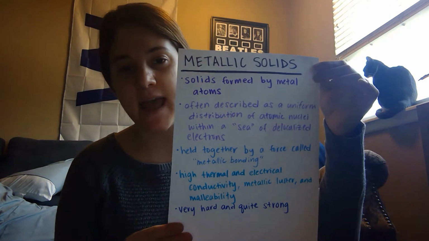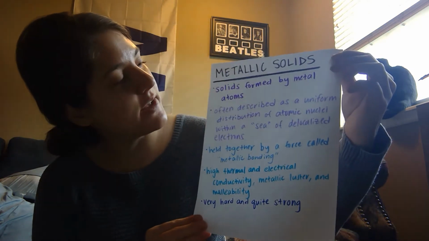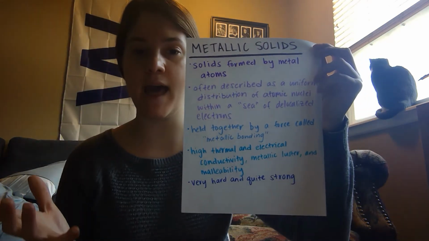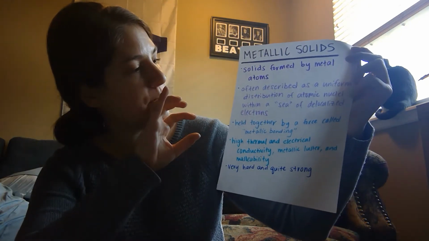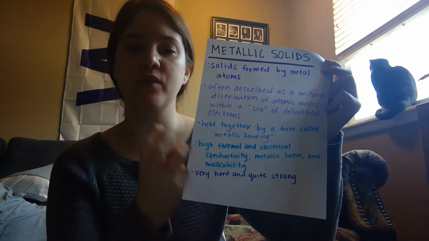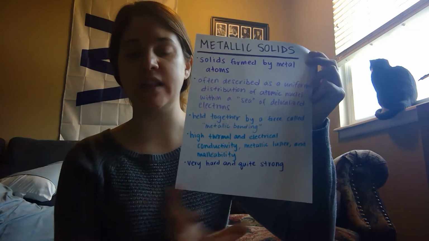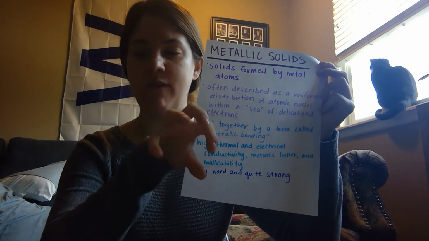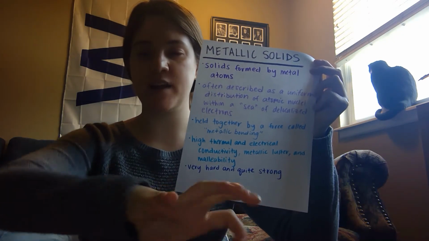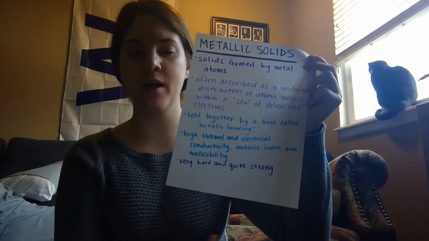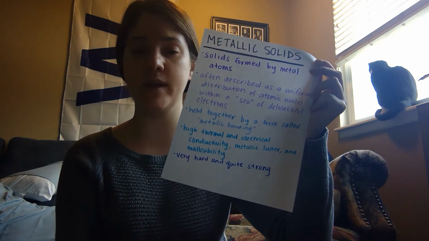The next category is a metallic solid. Metallic solids are solids formed by metal atoms, and they're often described as a uniform distribution of nuclei with a sea of electrons. The nuclei are held together, and then the electrons form a sea around them where those electrons are pretty free flowing.